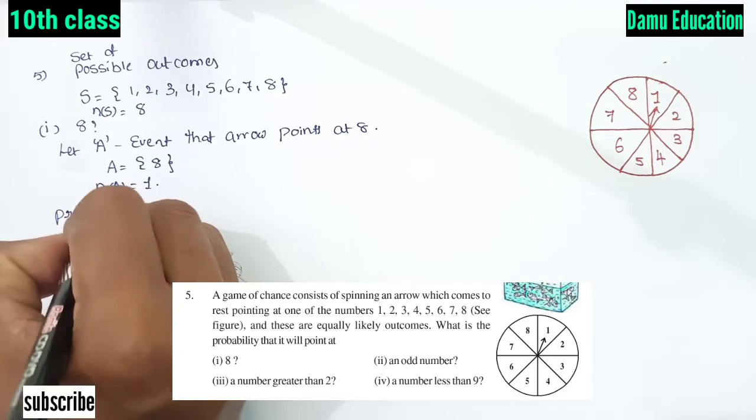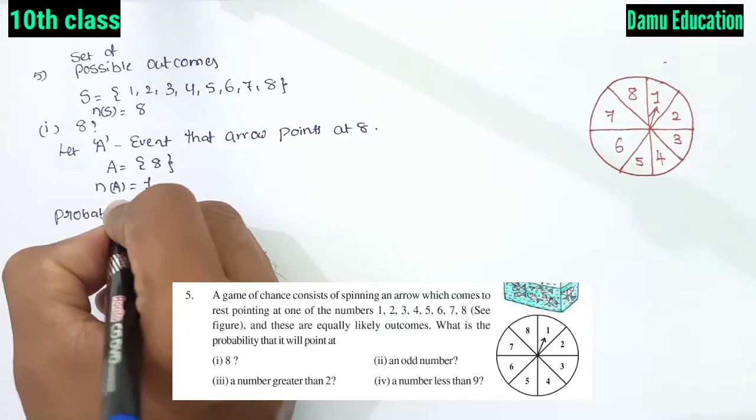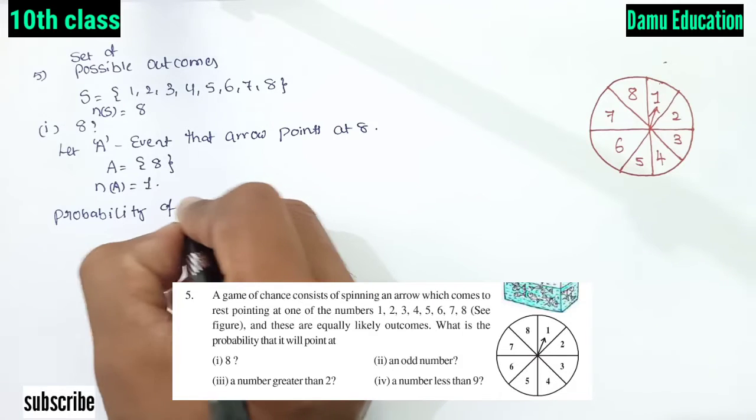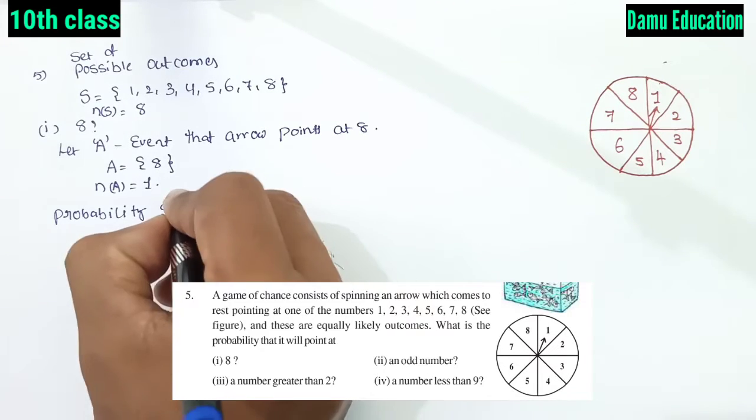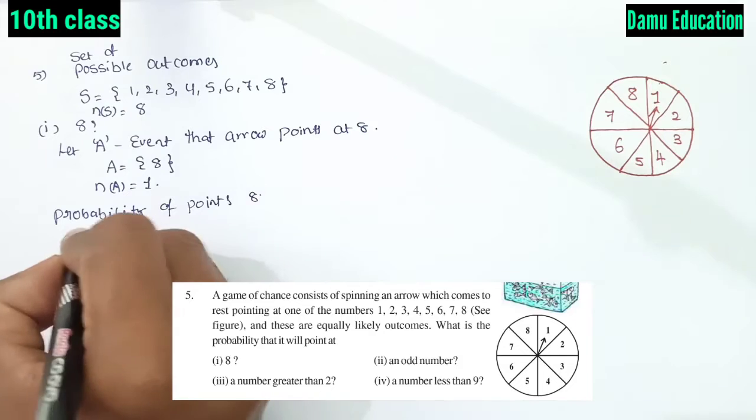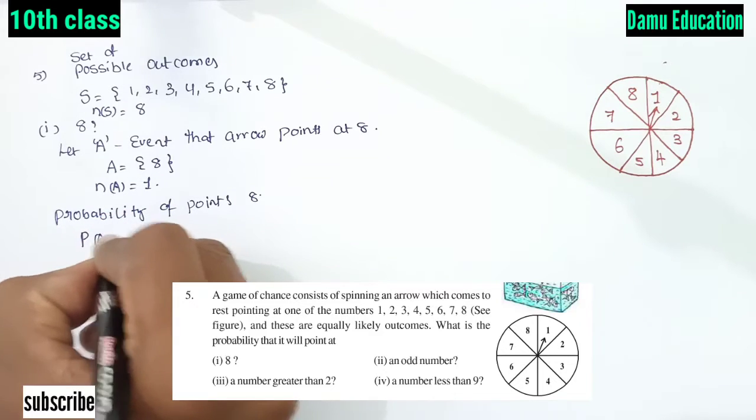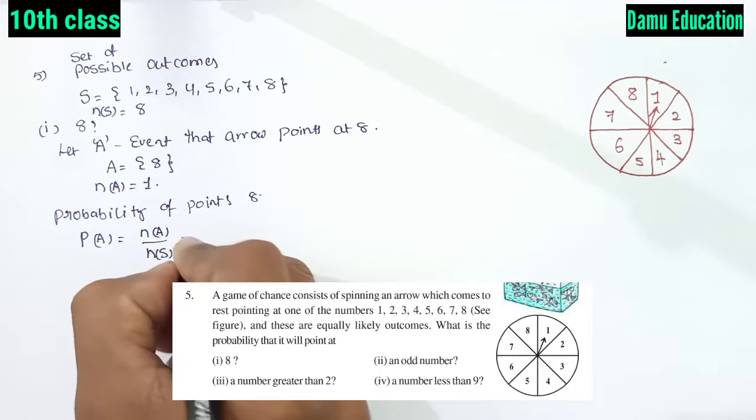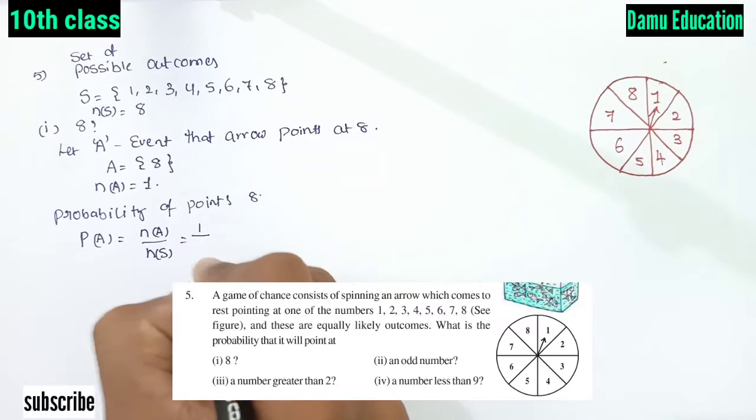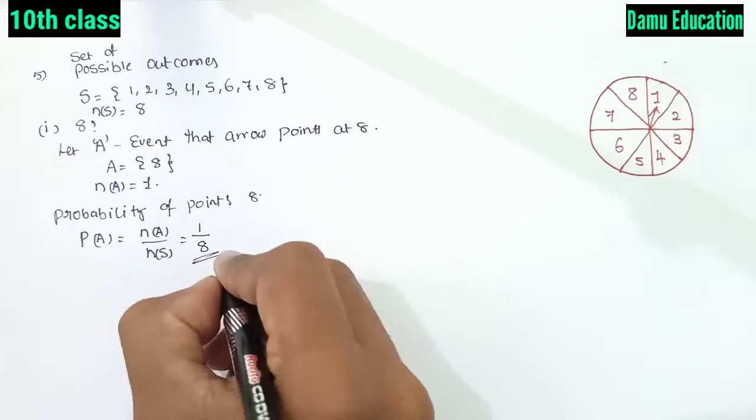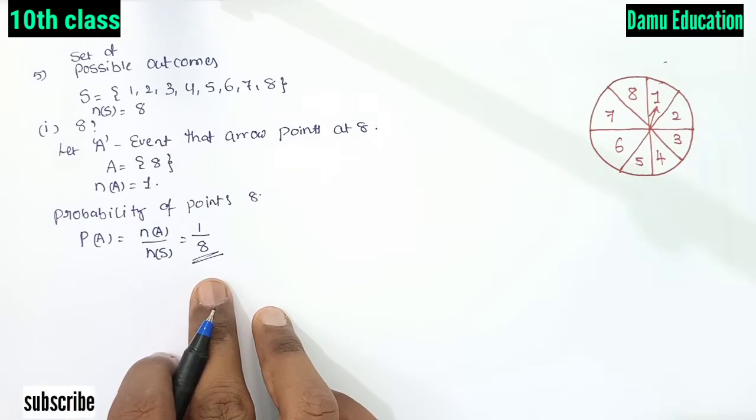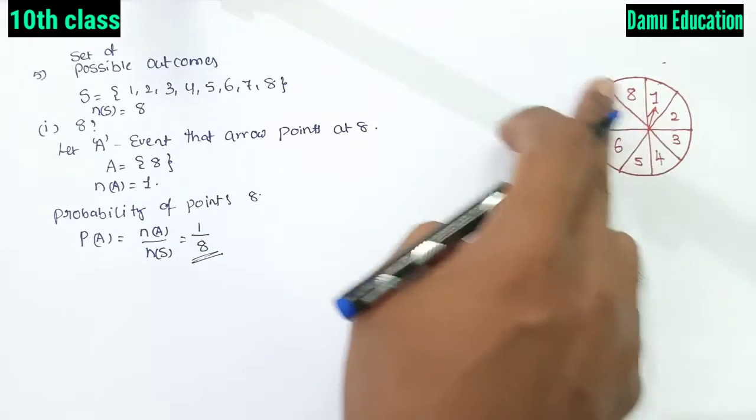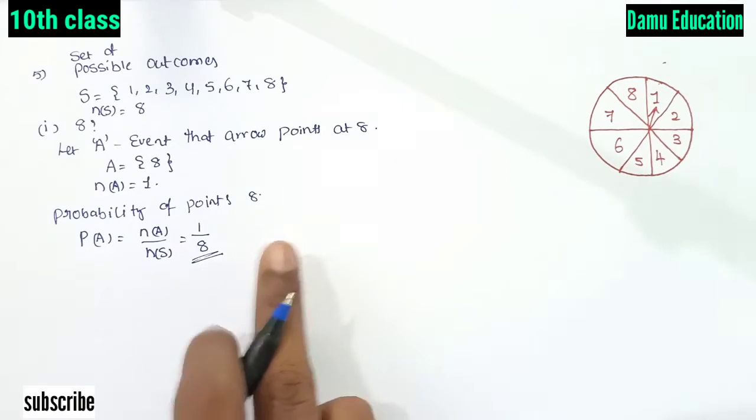So what is the probability of the arrow pointing at 8? The probability P of A will be equal to n of A by n of S. So n of A is equal to 1, then n of S is 8. So 1 by 8. The probability of getting 8 is 1 by 8. Why? Because there is only one number, and the number of outcomes is 8.